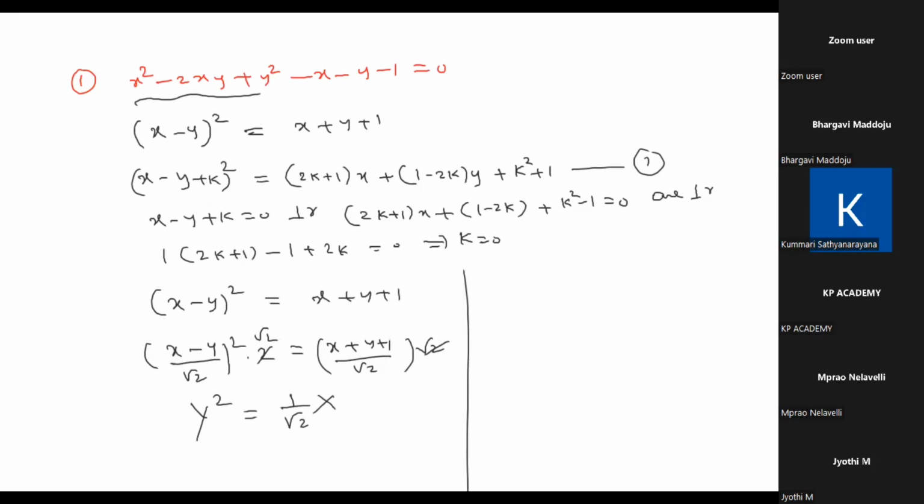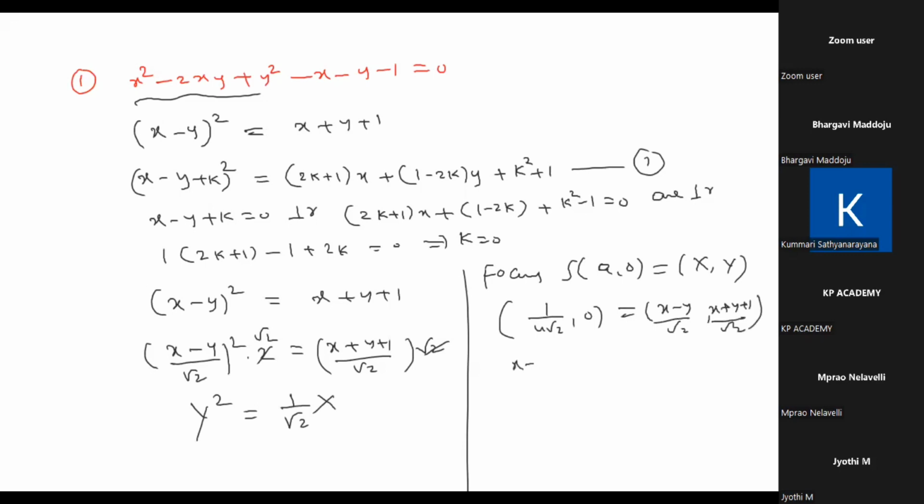Suppose you want the focus, right? What is the focus? That is (a, 0). What is a? 1 by 4 root 2. But it is in capital X, Y, right? So it is (1 by 4 root 2, 0). Capital X is (x minus y) by root 2 and capital Y is (x plus y plus 1) by root 2. So therefore x minus y is equal to 1 by 4 and x plus y plus 1 equals 0. You solve this, you get the focus. So this is one case, right? Now suppose you take a general ellipse. In the case of ellipse, how to do that? The same way, you can find it like that.